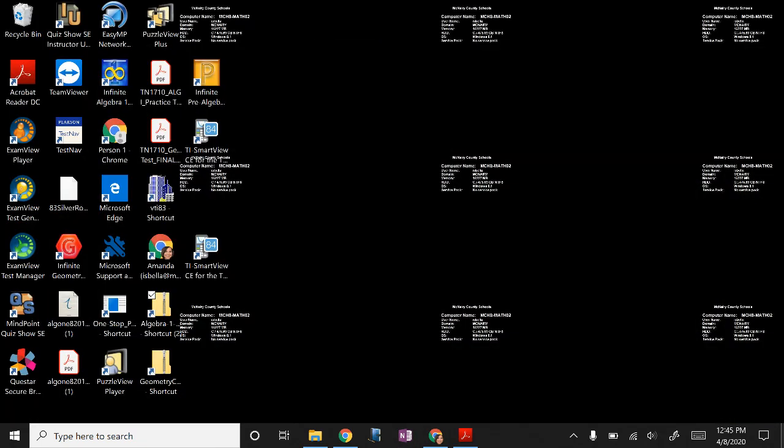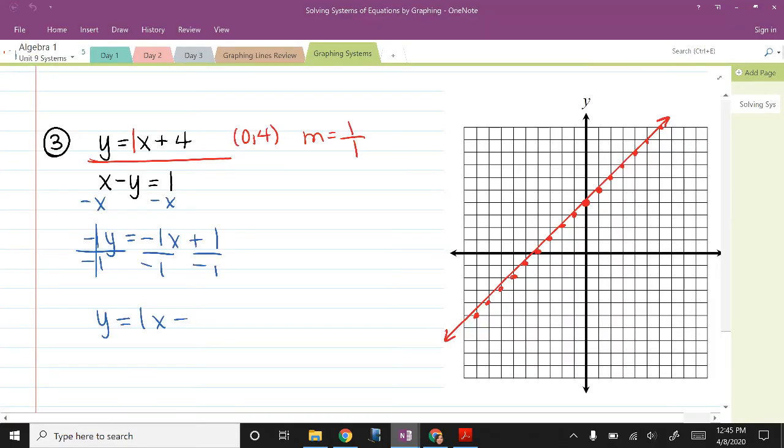I'm sorry. My touch screen is super. And it just completely deleted all that. Here we go again. (0, negative 1), m equals 1 over 1. Sorry about that. I don't know what happened there. Technical difficulties. Maybe I won't do it again.